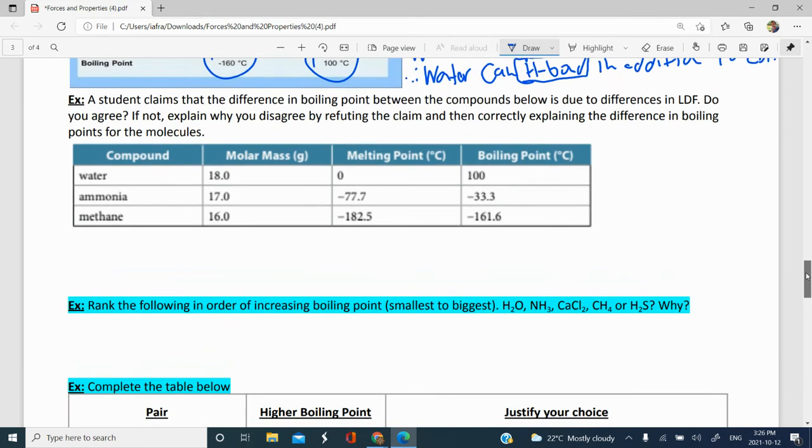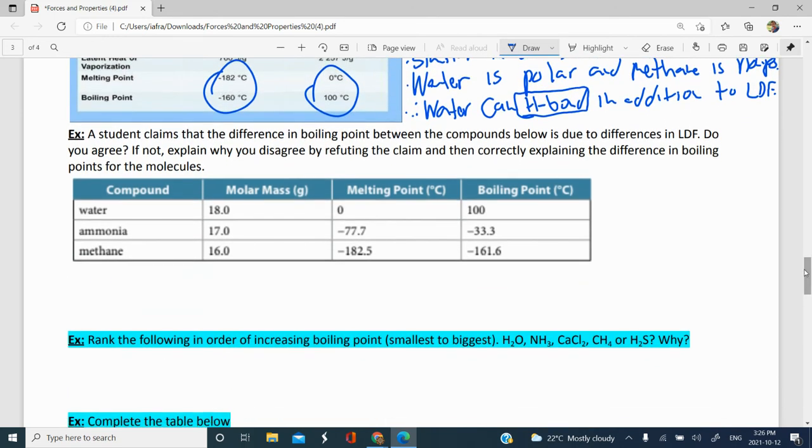And there was one more table style question similar to that. It was telling me if you agreed with the student's claim that the difference in the boiling points and melting points, but we're focusing on boiling points here, is due to LDF. And in reality, what I'm looking for is that you disagree. So you disagree. And why do you disagree?